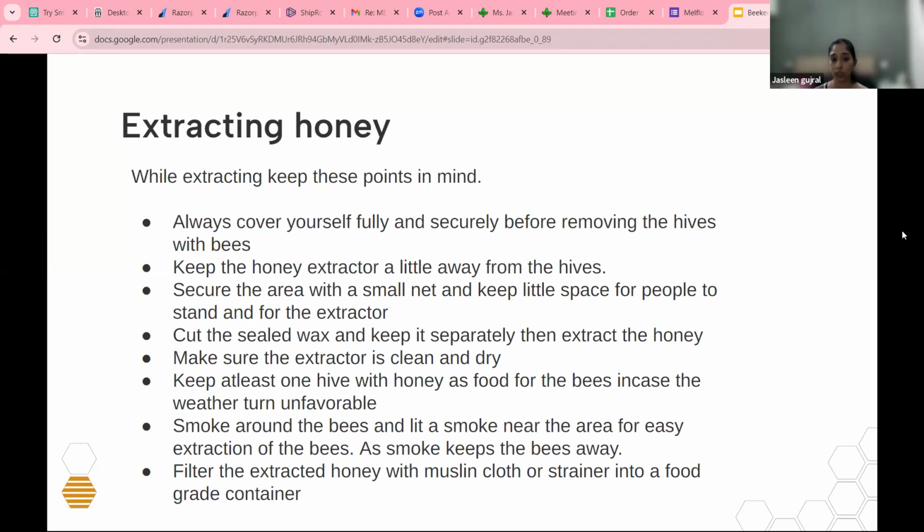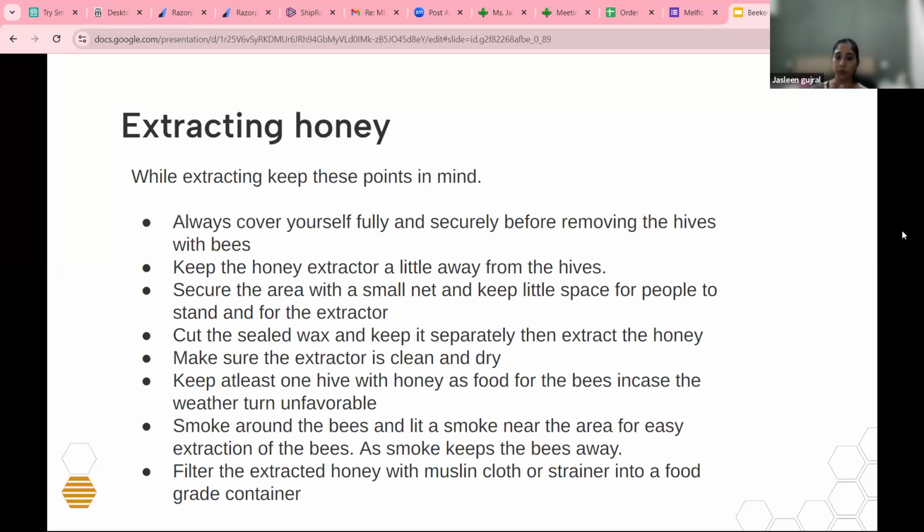Make sure that you cover yourself fully before removing the hives. You should never go to the site without proper equipment. Then the honey extractor should be kept a little away from the hives, because after all, honey is sweet and honey is also the food of the bees. Once they get the smell of where the hive is going, where the honey is going, they'll follow you automatically. So it's better to play safe and keep the extractor a little away from the hives.